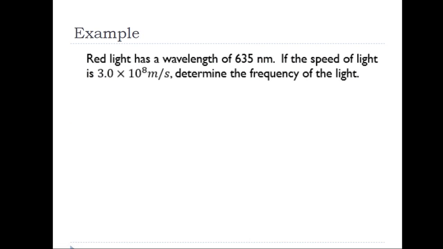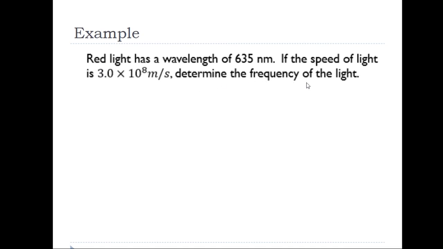Final example here. Red light has a wavelength of 635 nanometers. And so here you might have to grab out that book to remind yourself of the prefix nano and what the size of a nanometer is. If the speed of light is 3 times 10 to the power of 8 meters per second, determine the frequency of the light. And the speed of light doesn't change too much depending upon the medium. It does change a little bit, like if you're in a different medium such as water versus air, but it's very negligible, especially with such a large number like this. So for all intents and purposes, this is the value that we will normally use for the speed of light.